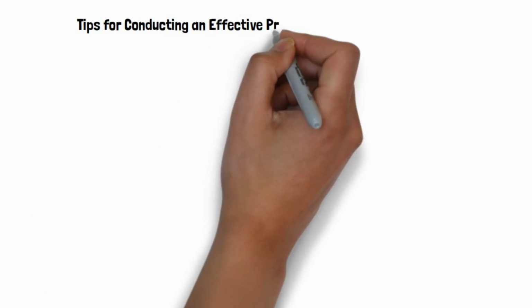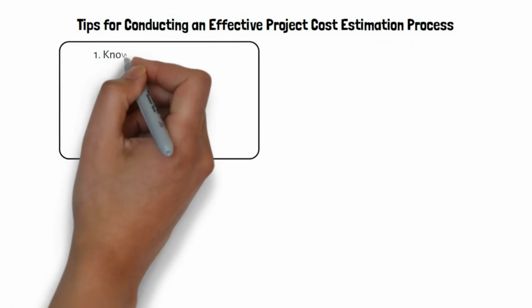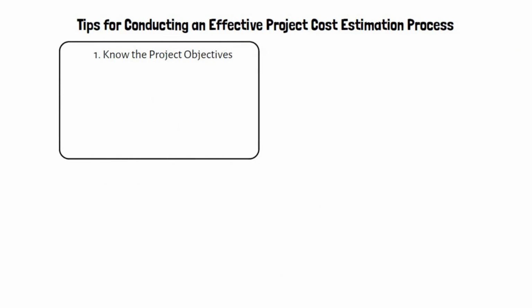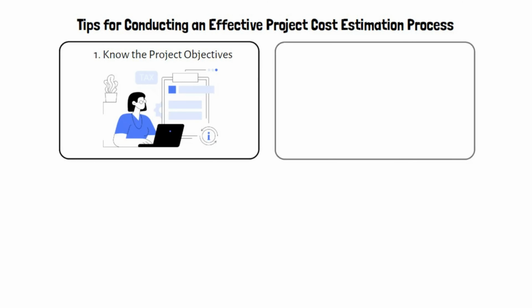Tips for conducting an effective project cost estimation process. 1. Know the project objectives. The first thing to do before starting the estimation process is to gather information regarding the project. Understand the objectives of the project and the client's requirements to guess the resources to be allocated.